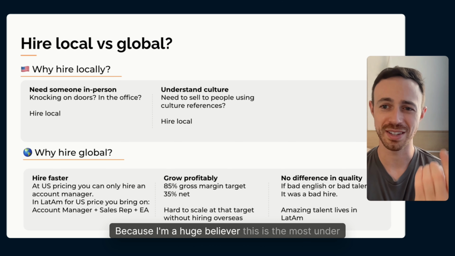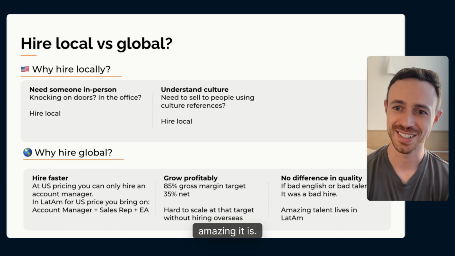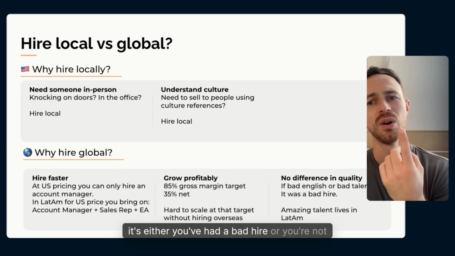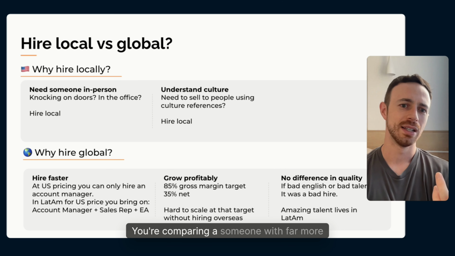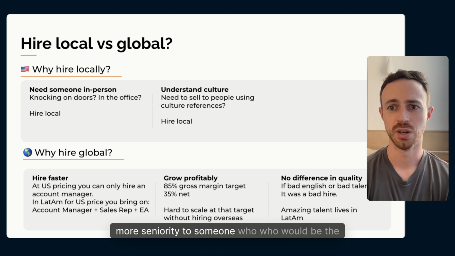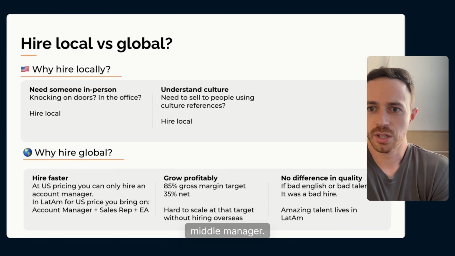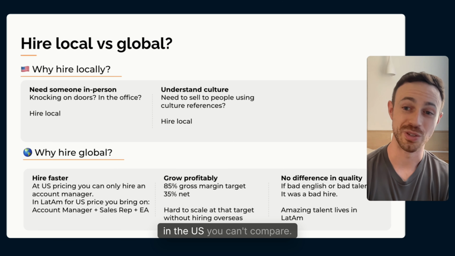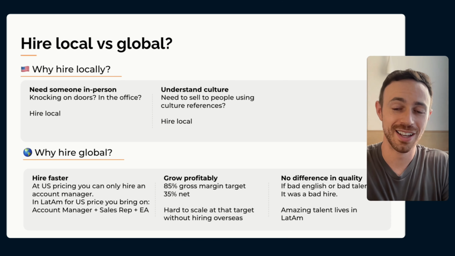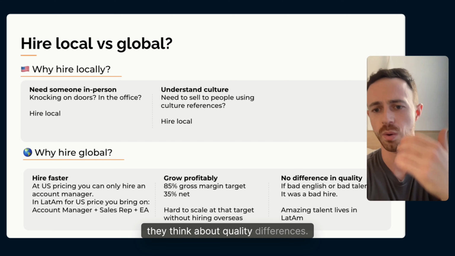Because I'm a huge believer this is the most underutilized tool, because I don't think people understand how amazing it is, right? The quality is the same, right? And if you don't think it's the same, it's either you've had a bad hire or you're not comparing apples to apples. You're comparing someone with far more experience who's a higher level, more agency, more seniority to someone who would be the equivalent of a middle manager, a mid-tier person in the US. You need to compare mid-tier, right? If you're hiring mid-tier, you can't compare a mid-tier to a C-suite, right? And I think that's what a lot of people do when they think about quality differences.